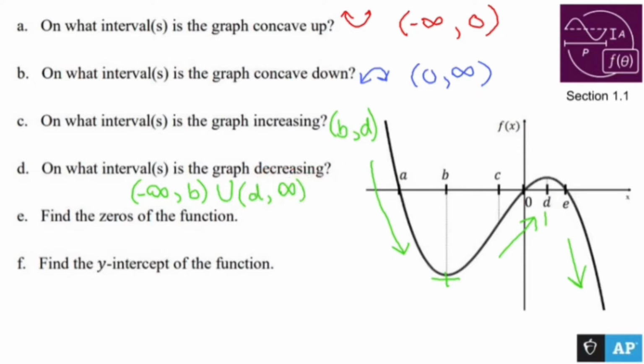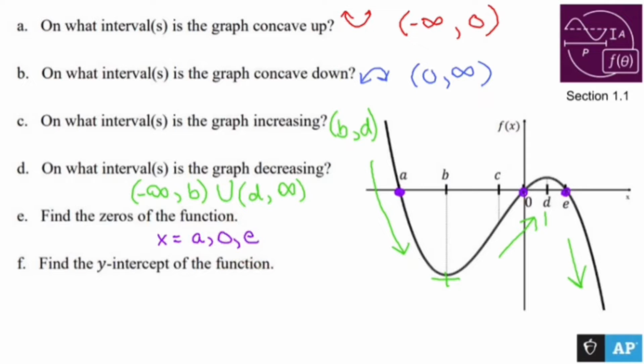Okay? Find the zeros of the function. The zeros are where my line crosses the x-axis. Here at A, here at 0, and here at E. So we will say the zeros are when x is equal to A, when x is equal to 0, and when x is equal to E.